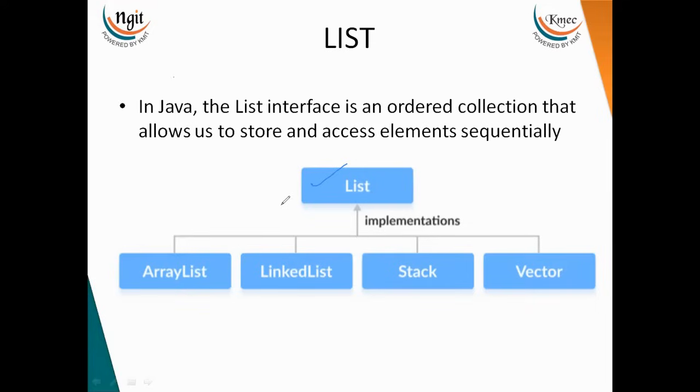The inbuilt data structure of this list is the list data structure only, right? There we can store an ordered collection of elements. It can have duplicate elements. So these are the two properties of the list interface. Now, first we will discuss the array list, followed by the linked list and so on.